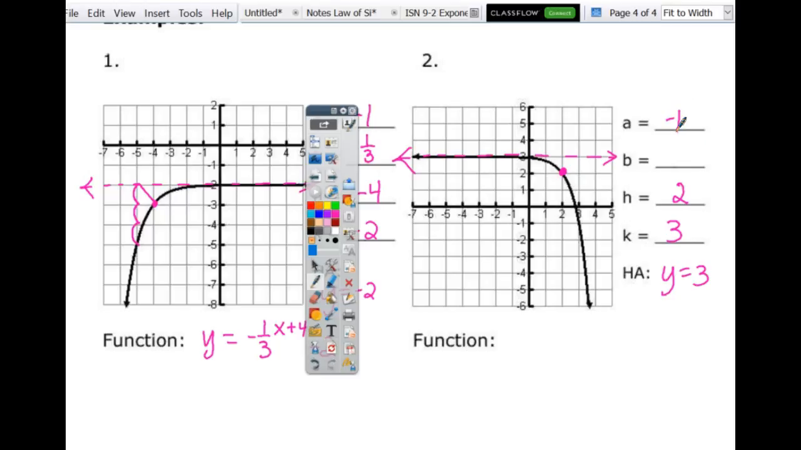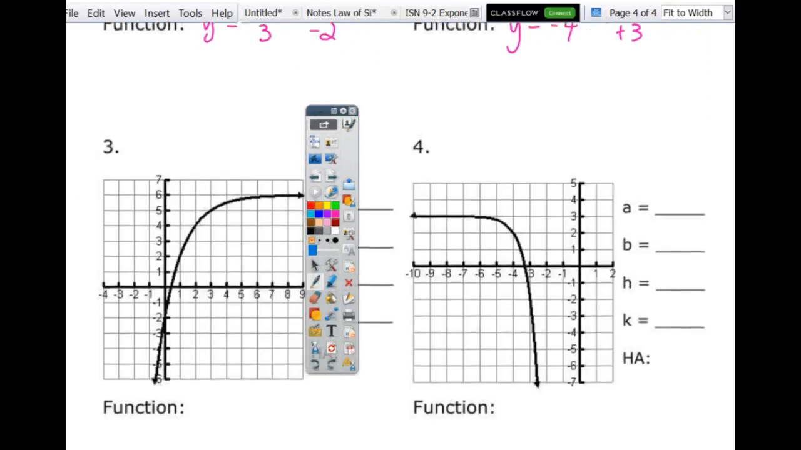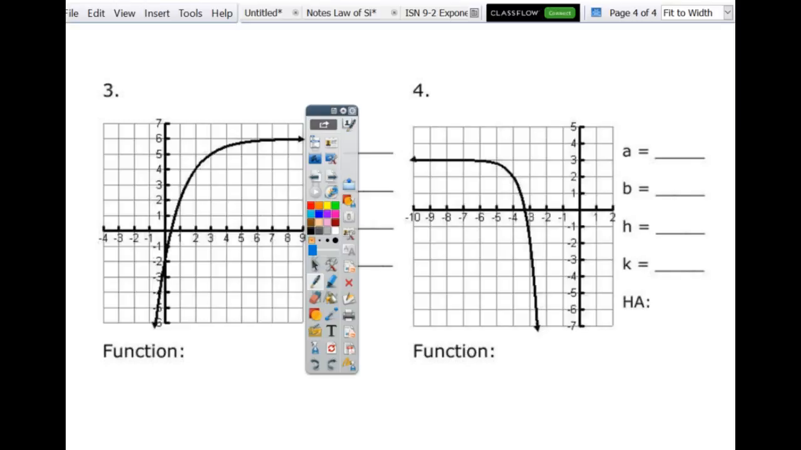And now I need my B. So if I go over and count, 1, 2, 3, you get 4? 4? Okay. I think mine shows a little space still at 3. Okay. So I'm going to do y equals negative 4 to the (x minus 2) plus 3. Okay, you guys try 3 and 4.